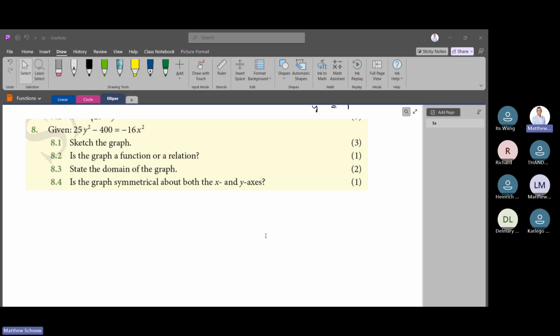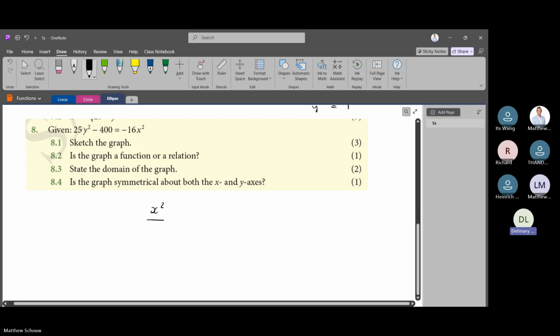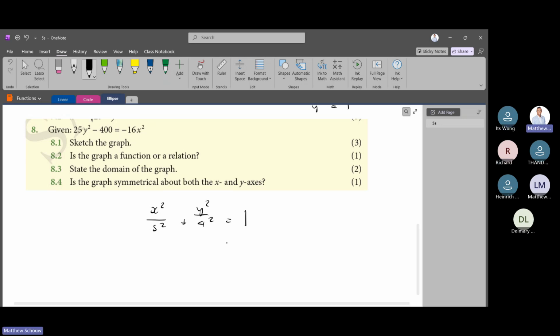What is your question, Tamari? I said I'm done. I know, I heard that you're done. What's your standard equation for the ellipse? x squared over 5 squared plus y squared over 4 squared equals 1. Like this. Okay. Yes. Colleagues, we all get that? Yes, sir. Okay, great stuff.